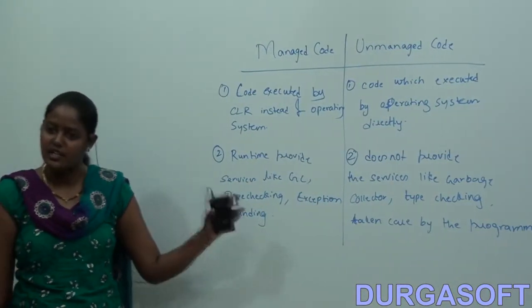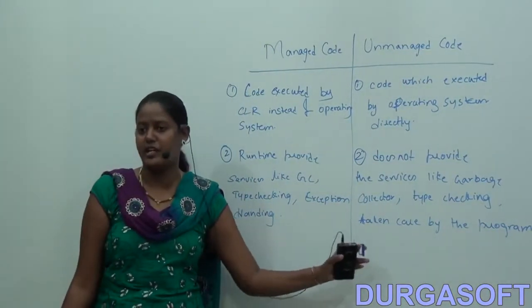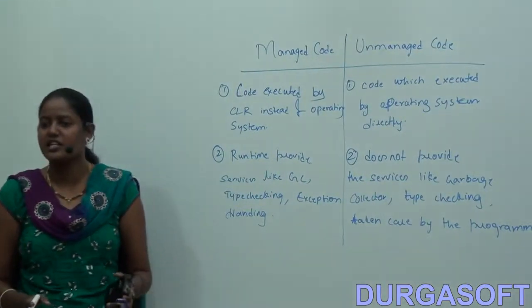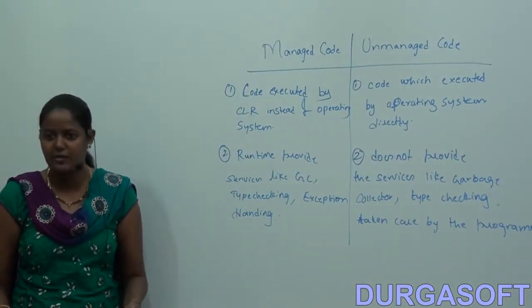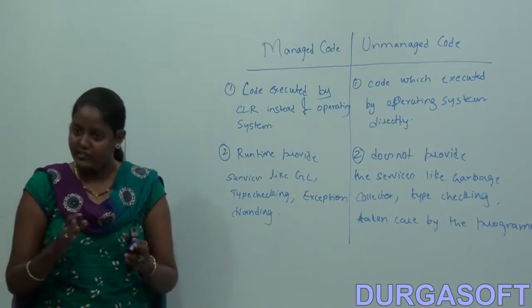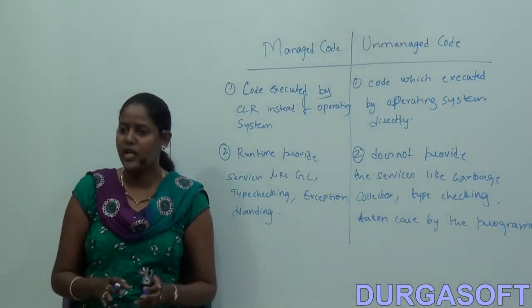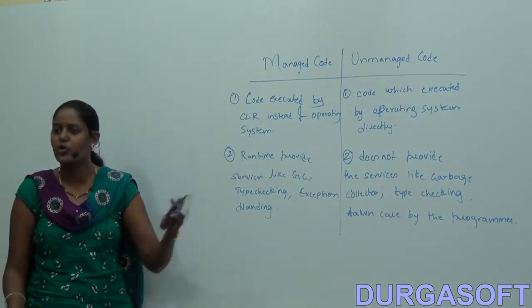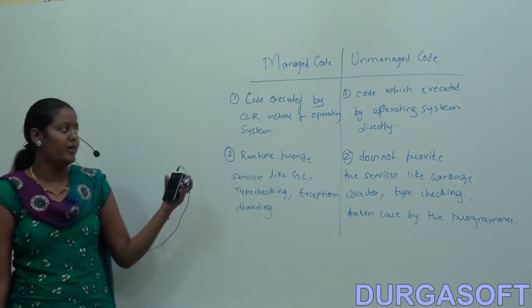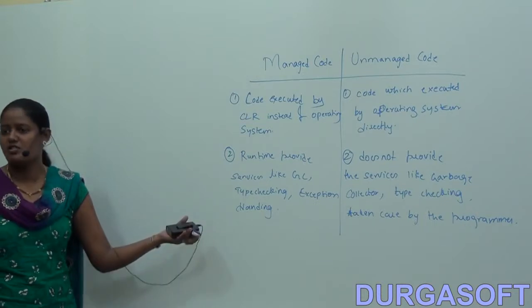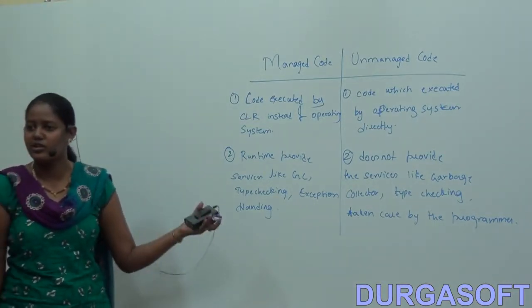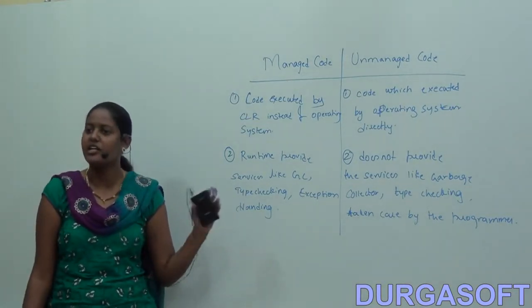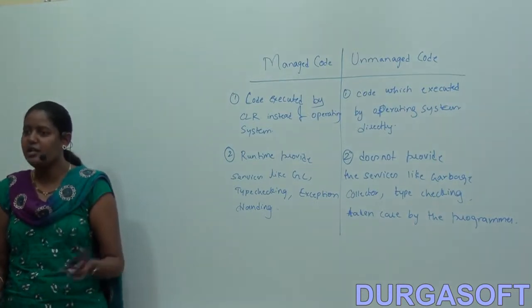All these things the programmer itself should take care of, because in earlier languages like C and C++, we don't have the garbage collector. To deallocate the memory, the programmer should write a piece of code. But for managed code, it is not necessary to write code for deallocation. The garbage collector directly deallocates the unnecessary memory.